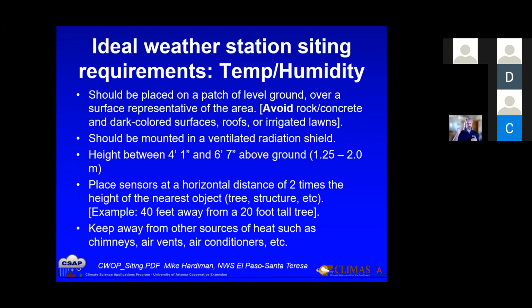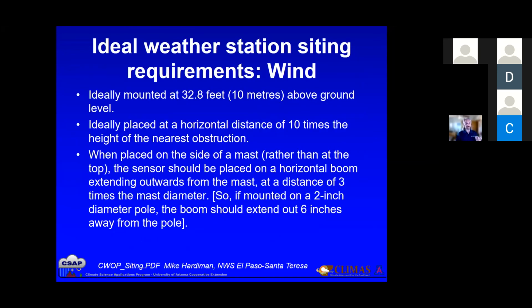You want to height it about 4 to 6 feet above the ground, so it's kind of chest height. And then place the sensors at a horizontal distance of 2 times the height of the nearest objects. You want to kind of keep it away from buildings, away from trees. You want it to be exposed so it's able to sample that environment. So this really applies to all of those variables we're looking at here. And then wind's trickier. Ideally, this is crazy though, ideally mounted at 32 feet. So that is the standard measurement level. And we don't even have that largely with airport measurements.